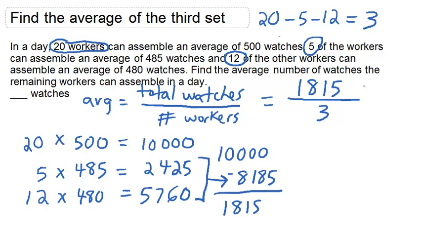Okay, so when we go back to calculating our average for these remaining workers, we divide the number of watches they made, which is 1,815, by the number of them that there are, which is 3 workers. Okay? And 1,815 divided by 3 comes out exactly to 605.